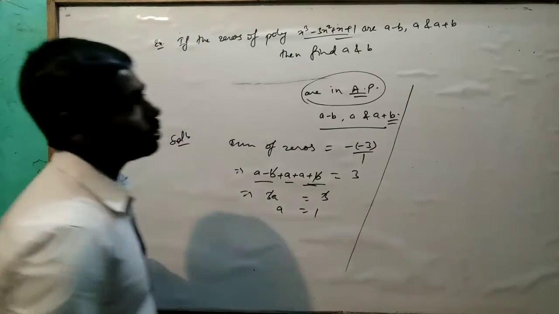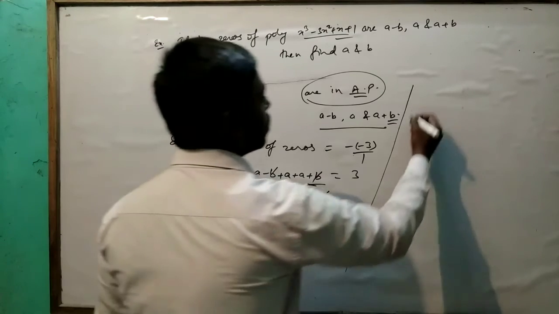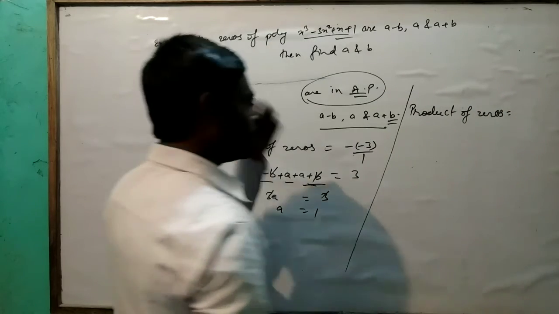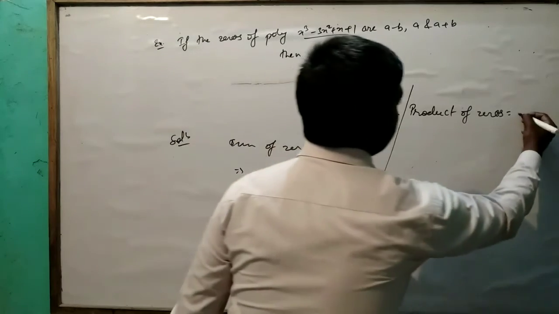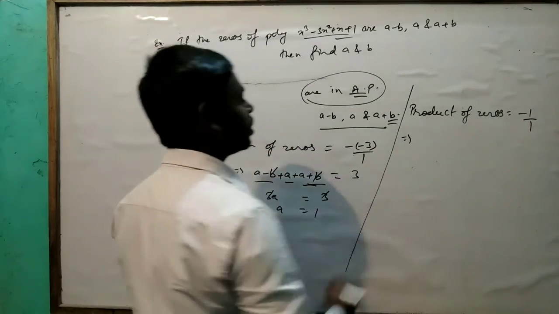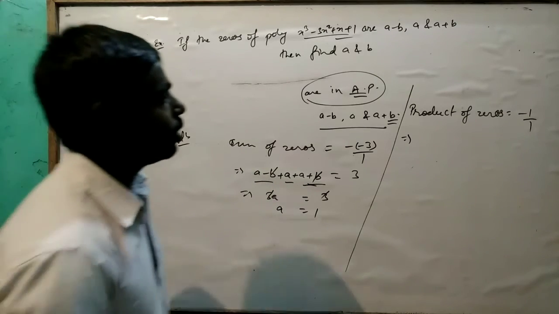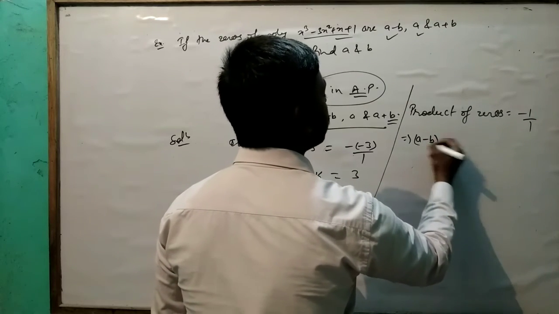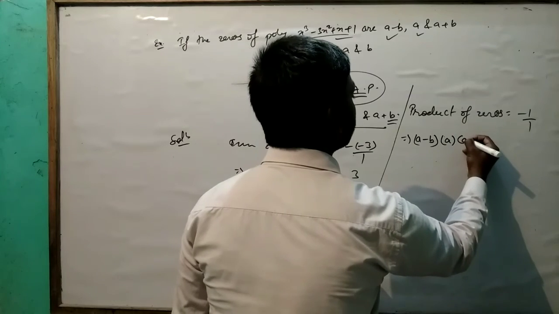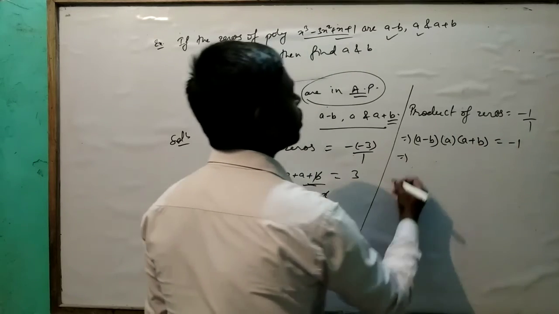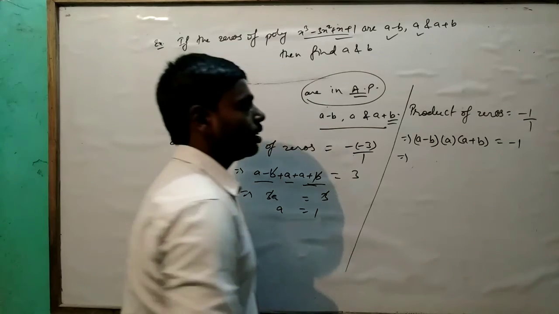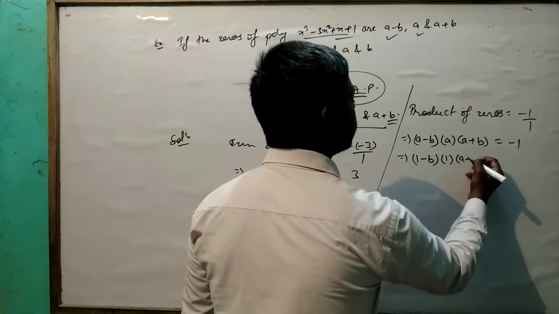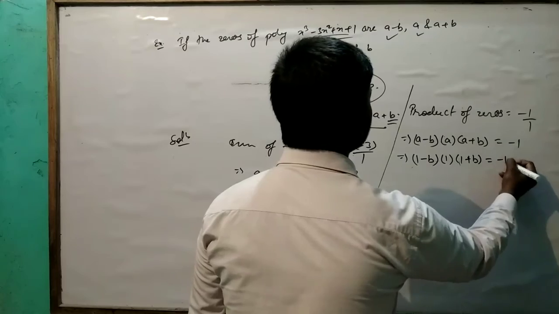Now we use product of zeros. Product of zeros is equal to minus d by a, then it is minus 1 by 1. And for product of zeros, you know that the zeros are a minus b, a and a plus b. So a minus b into a into a plus b is equal to minus 1. Now we put the value of a as 1, and we get 1 minus b into 1 into 1 plus b is equal to minus 1.